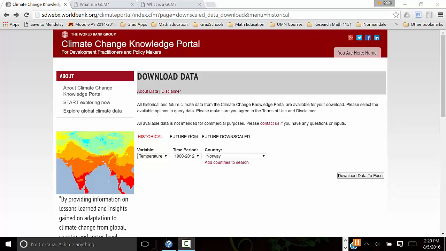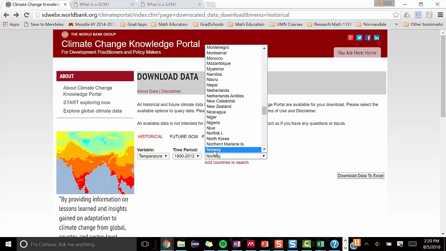Before we can model our climate change data with sinusoidal or linear graphs, we first need to collect the data. So we'll use information from the World Bank Group Climate Change Knowledge Portal. They have data on temperature and rainfall amounts for any given time period. We'll download from 1900 to 2012, and we'll select Norway.